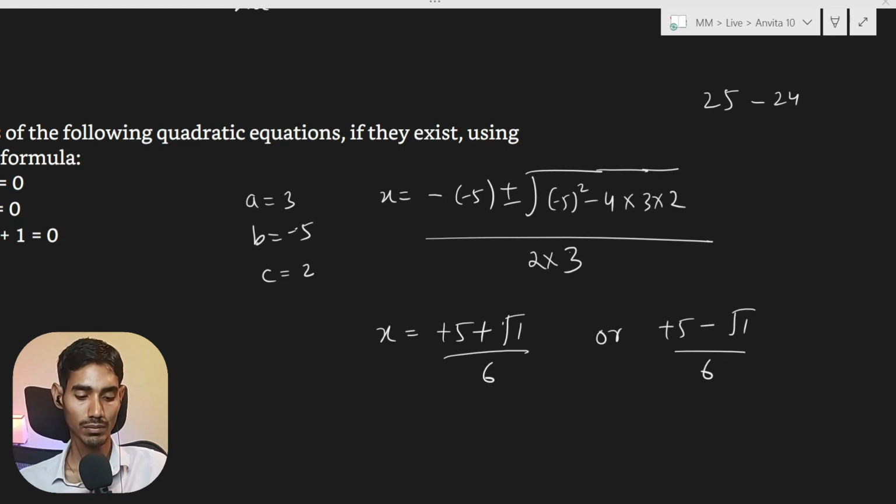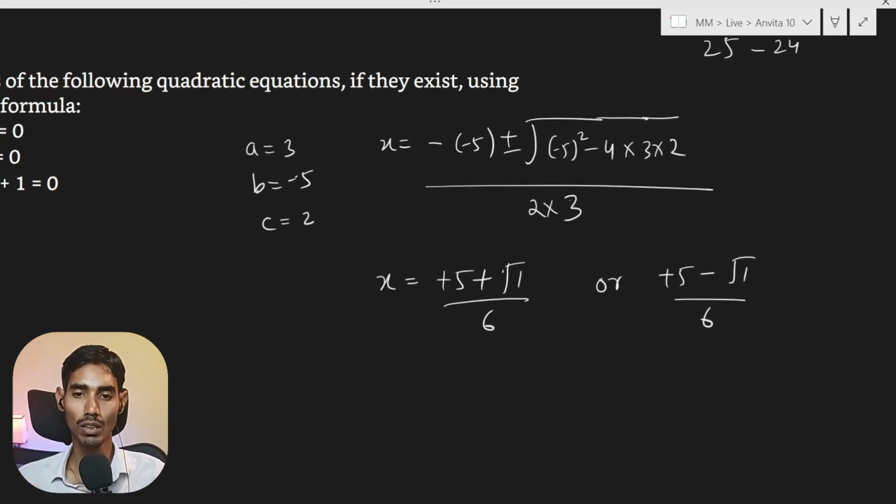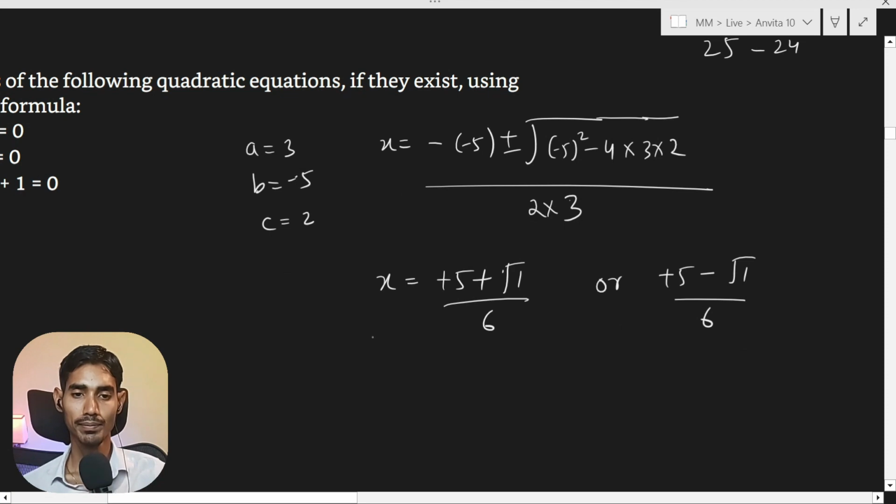Sir, if it is blur, I will definitely send it again. Let me check. Yes. So 5 plus root 1 by 6 and another is 5 minus root 1 by 6. These would be the two answers, correct? Sir, root 1 is 1 only. Yeah, I was talking in general, it might be root 5 or root 6, so I was just continuing with that. So these are the solutions of x.